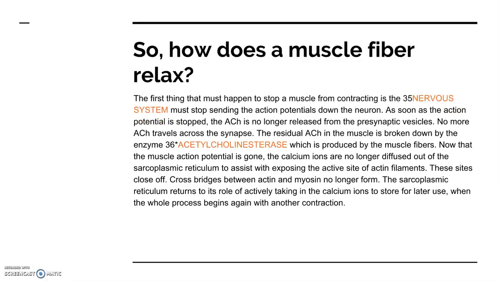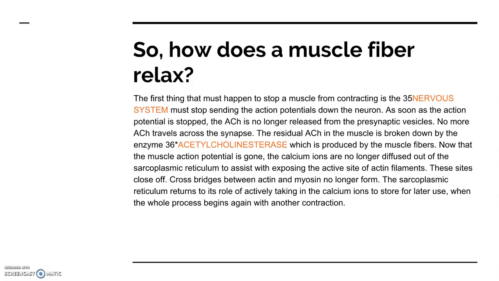The first thing that must happen to stop a muscle from contracting is the nervous system, the brain and spinal cord, must stop sending the action potential down the neuron. As soon as the action potential is stopped, then ACH is no longer released from those presynaptic vesicles. No more ACH is there to travel across the synapse. Any residual ACH that's in the muscle begins to be broken down by that enzyme we mentioned, the acetylcholinesterase, which was produced by the muscle fibers themselves.